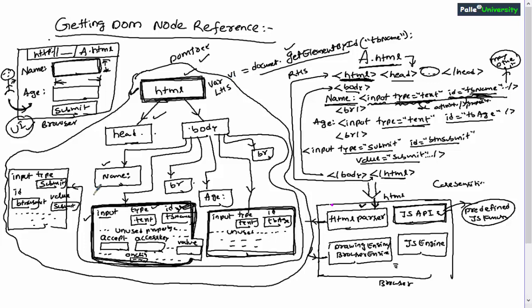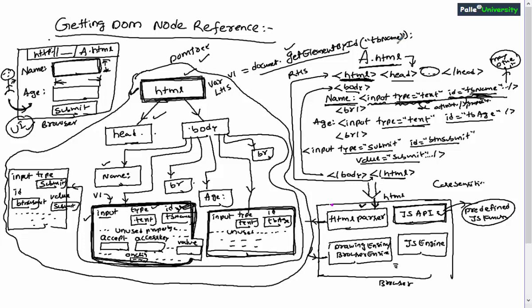Just to avoid confusion, I'll say that the v1 variable will be automatically created somewhere in the DOM tree, and that variable will start pointing to this node. As simple as this, right? So in order to find the reference of this node, you will be writing var, where the variable name can be anything, equals document.getElementById of tbName, right? tbName is the id of the control.